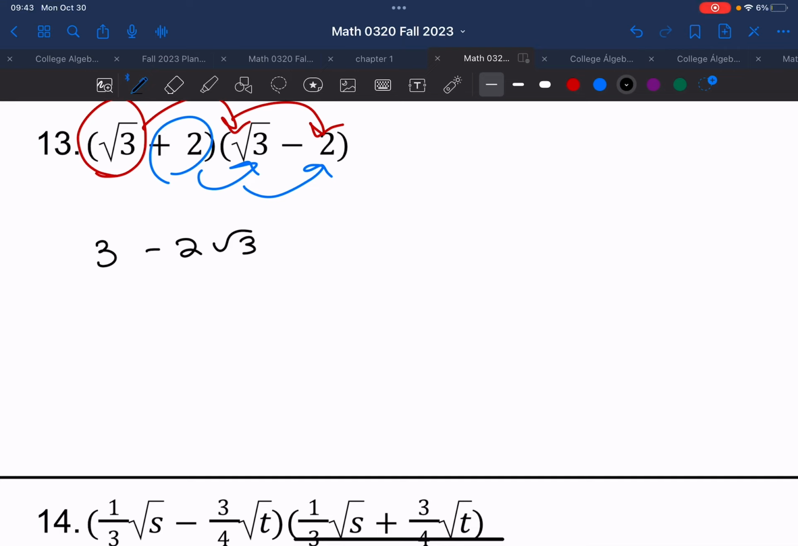Then I have positive 2 times the square root of 3. Positive 2 square roots of 3. Again, notice, negative 2 square roots of 3, positive 2 square roots of 3. These cancel. And then our last term, 2 times negative 2 is negative 4. So that means I am left with 3 minus 4, which is negative 1.